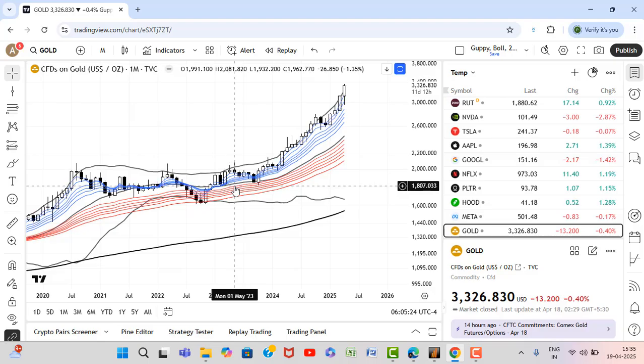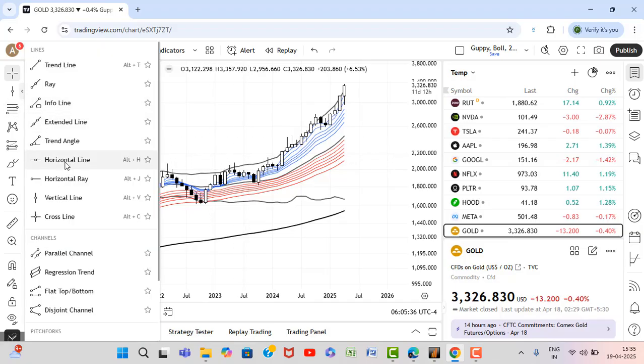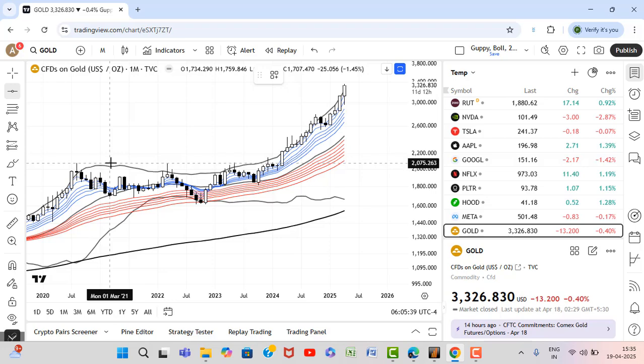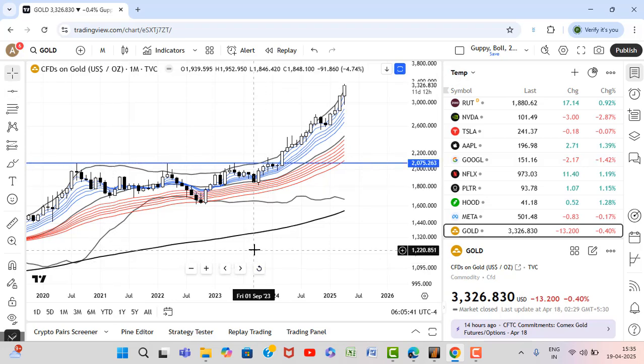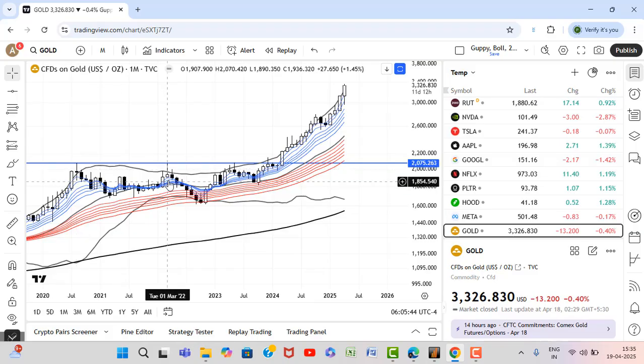Then a year and a half later or so, it faced resistance at the same price level again, 2075. So we can draw a horizontal line there and say that this is a resistance line, and it touched it here once, twice, thrice. It's a monthly chart, so the potency of the move is even more. If this resistance line is broken, that means gold will go up very nicely.